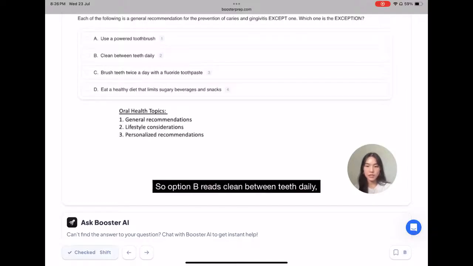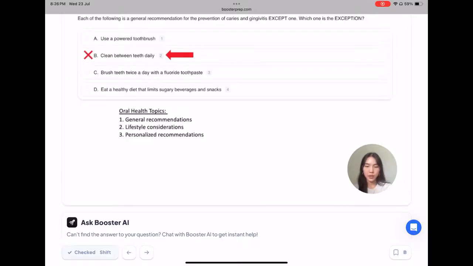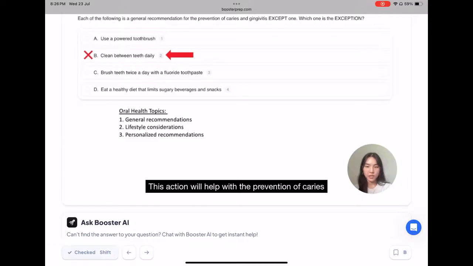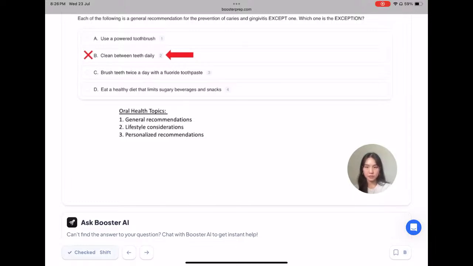So option B reads clean between teeth daily, and this answer is incorrect as this is something that is suggested under general recommendations. The ADA recommends that patients brush twice a day for at least 2 minutes in order to mechanically remove food debris and plaque buildup. This action will help with the prevention of caries and periodontal diseases. And the recommended length of time is 2 minutes, which has been shown to have a more significant reduction of plaque compared to a 1-minute brushing duration.